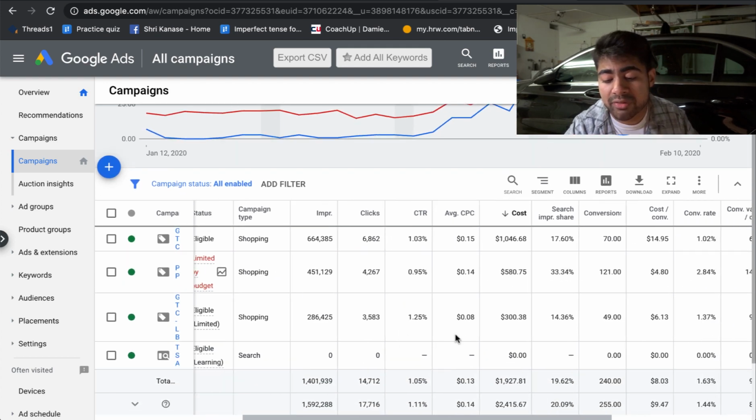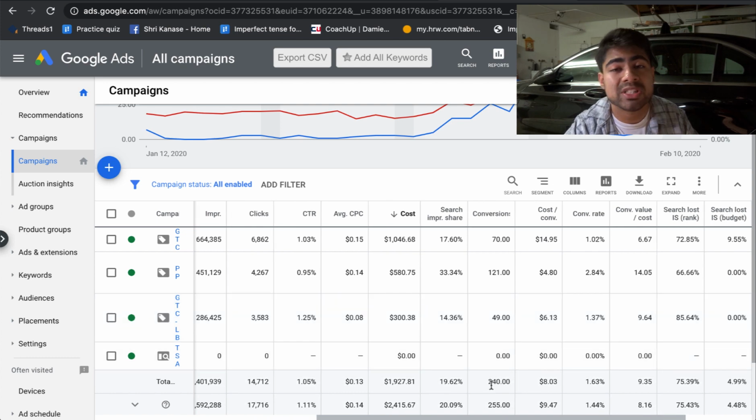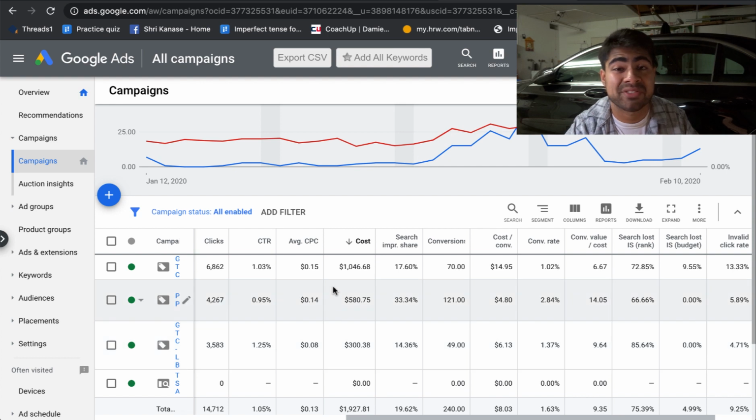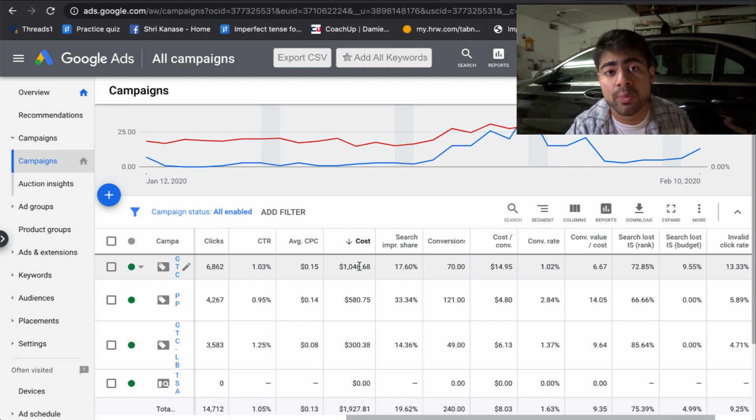As you can see, it has a lot of conversion data, about 240 conversions in the last 30 days. But what I want to show you guys are the 2 different campaigns that I have set up. So campaign number 1 on the top here is my general testing campaign, which is set at medium priority, and it tests all of the products within my store.